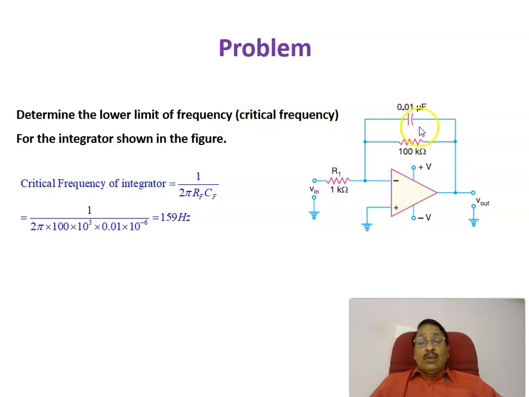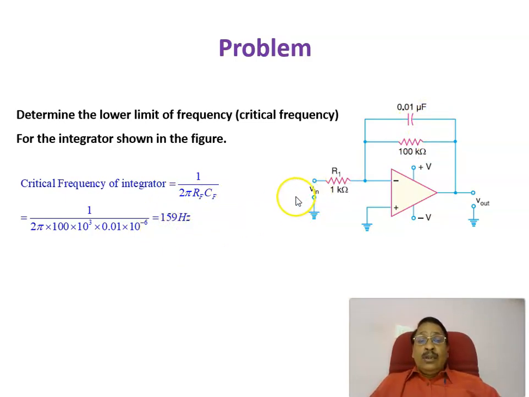That's called the critical frequency. That is given by, as we have already seen, 1 by 2 pi RF into CF, which means 1 by 2 pi into 100 kilo ohm into 0.01 microfarad, and you will be getting it equal to 159.